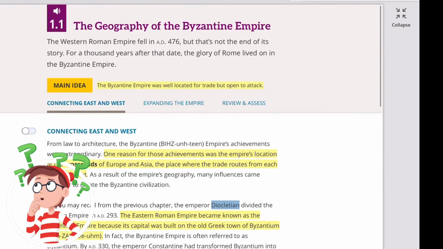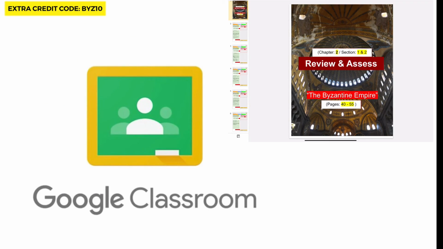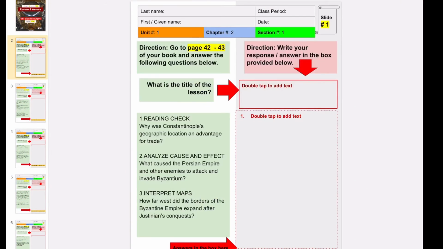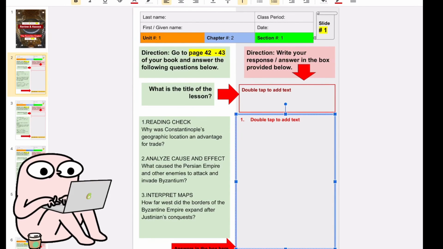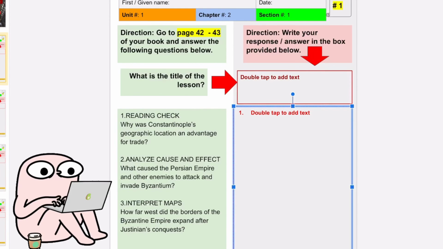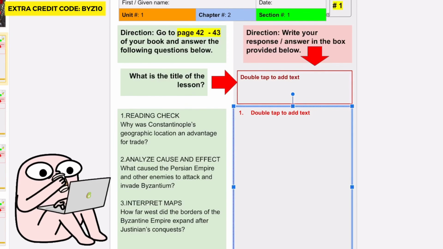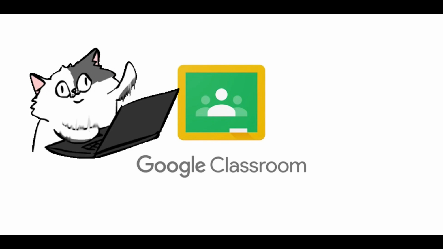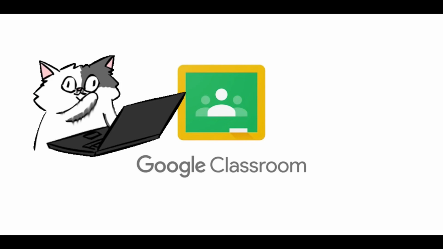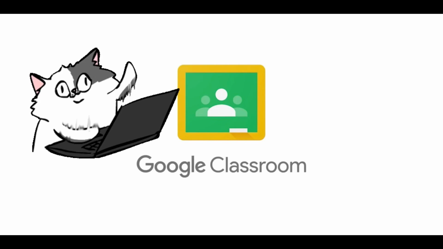There you have it, lesson 1.1 of chapter 2, the geography of the Byzantine Empire. Now go back to our Google Classroom and open Review and Assess, Chapter 2, Sections 1 and 2. I put these two sections together because they are shorter compared to Chapter 1. Write the title of the lesson, and then answer the questions that I just read a while ago. Now go to Google Classroom and work independently and finish the questions so that you don't have to worry about it later.